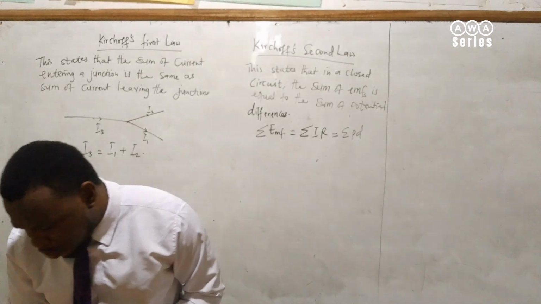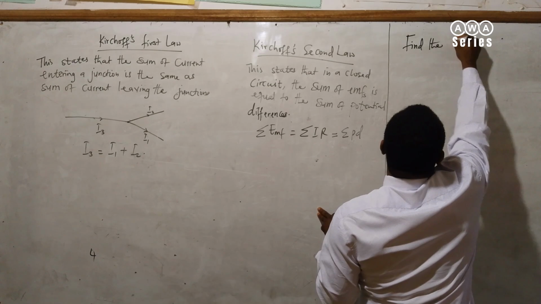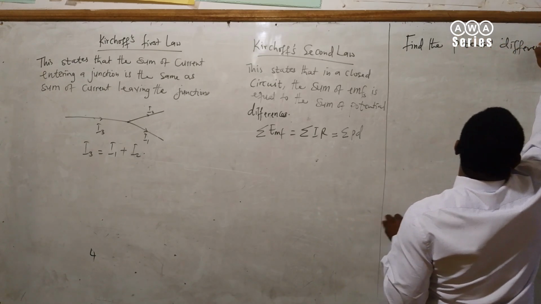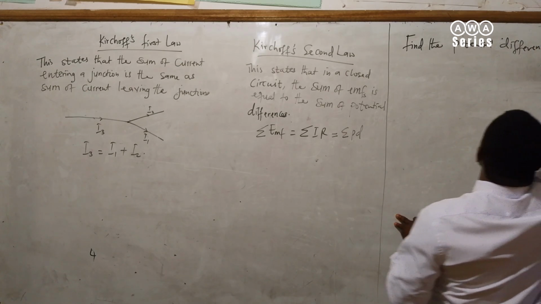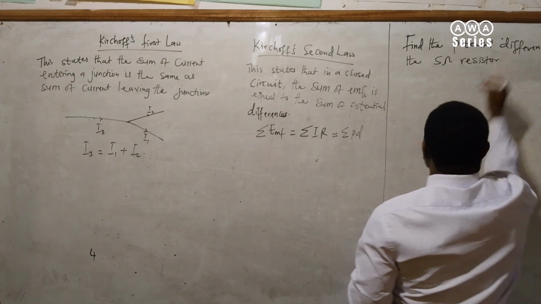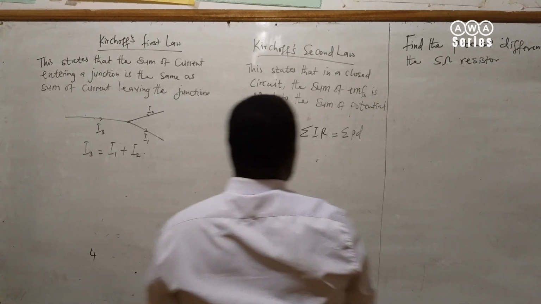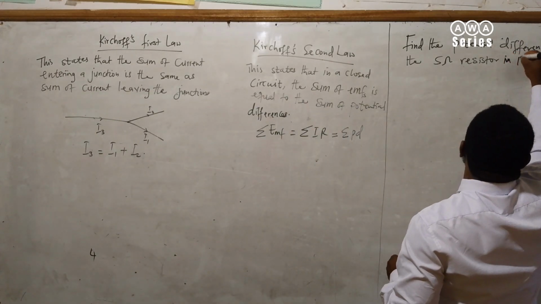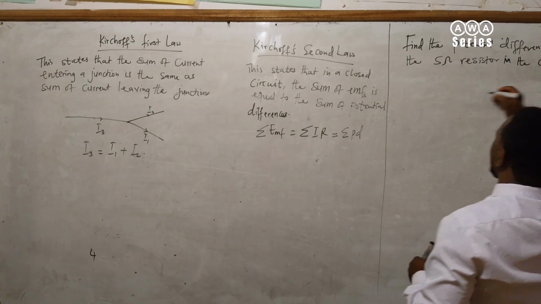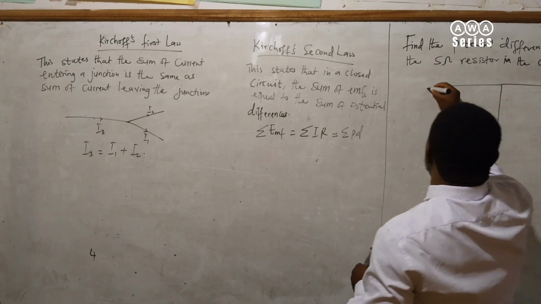So the question is: find the potential difference across the 5 ohm resistor in the circuit below. And this is the circuit. Very simple. A very simple circuit.